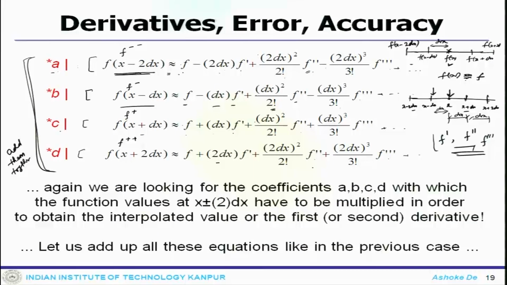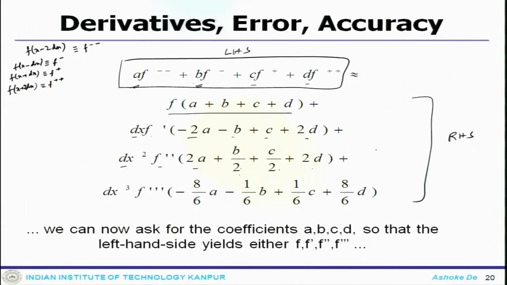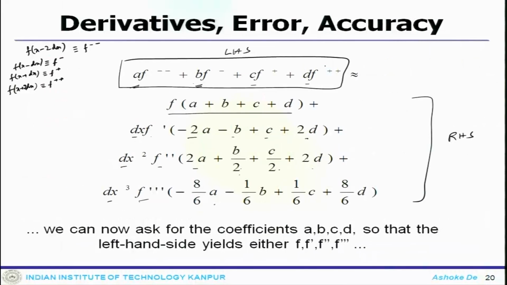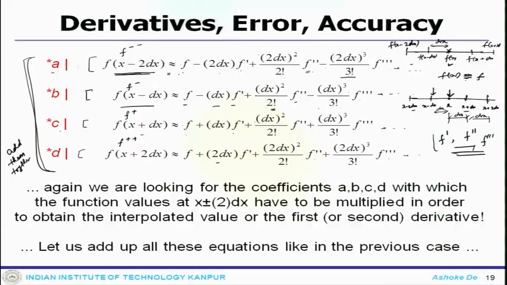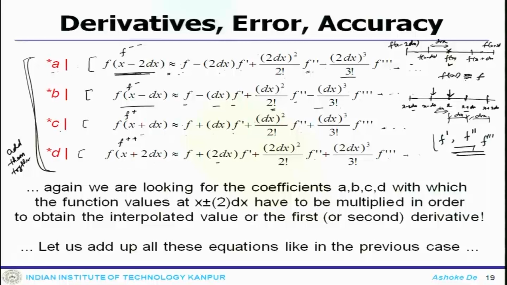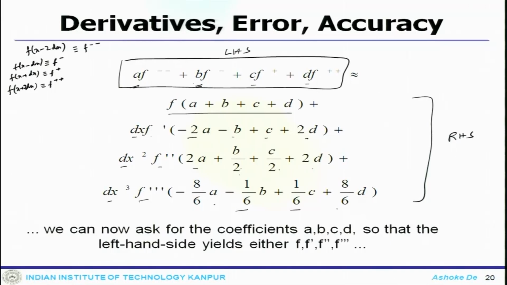Now remains the third derivative. Here 2 cubed is 8 divided by factorial 3. So there will be a factor dx cubed, here dx cubed multiplied with b, here dx cubed multiplied with c, and here 2dx cubed with d. You collect dx cubed f triple prime times minus 8 by 6 a, which comes from this particular term with the minus sign. The second term is b by 6, which comes from this term. The third term is c by 6, which comes from this term. The last term is 8 by 6 d.